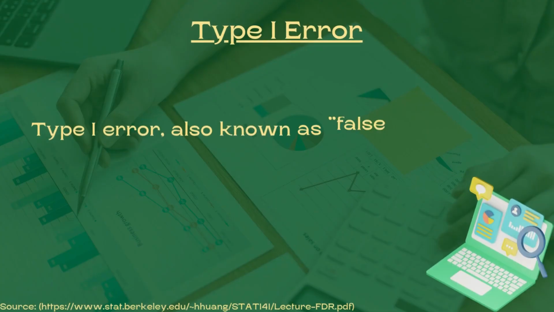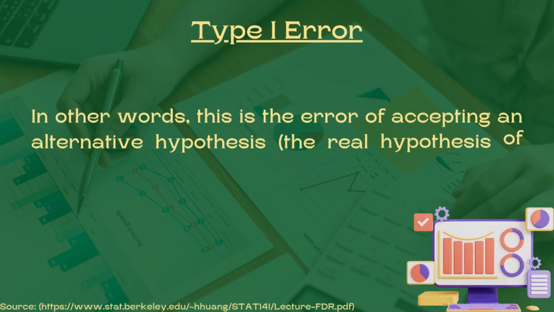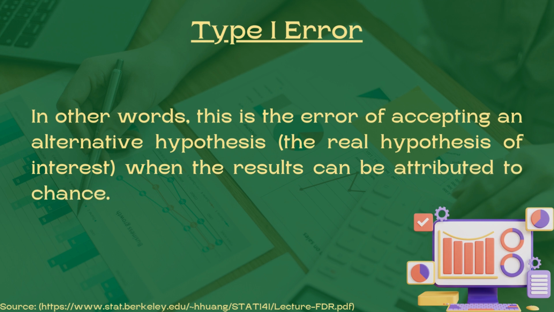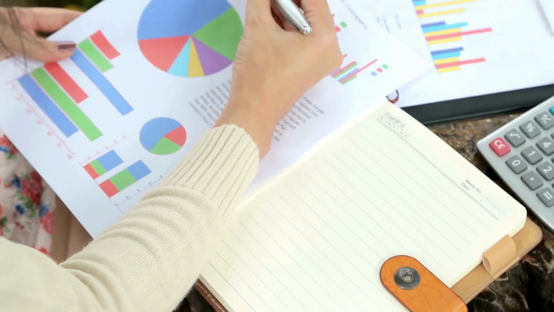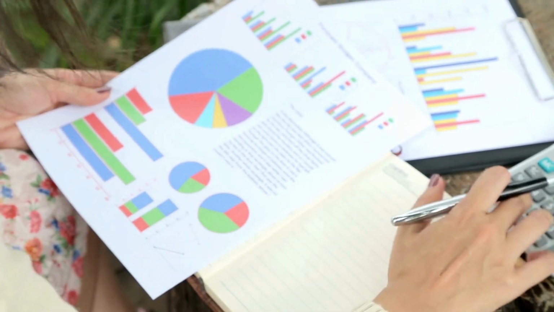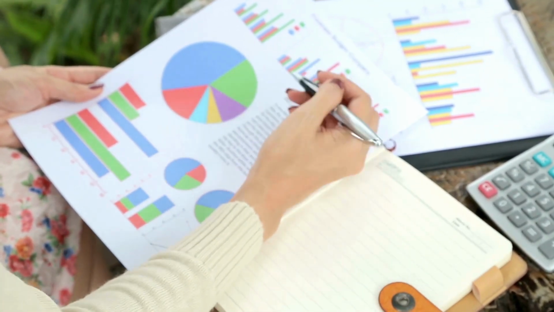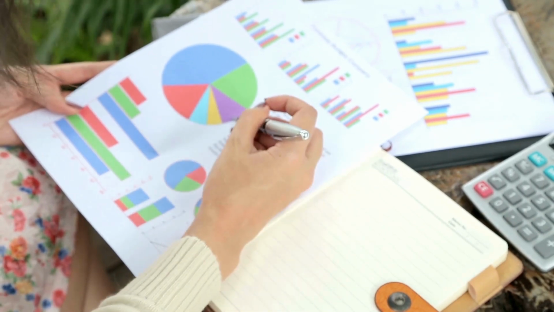The type 1 error is the error of rejecting a null hypothesis when it is actually true. In other words, it is the error of accepting an alternative hypothesis, the real hypothesis of interest, when the results can be attributed to chance. It means that in reality there exists no difference between the two means, and if there is a difference, it may be because of chance or some accidental factor. In that case, the type 1 error occurs.